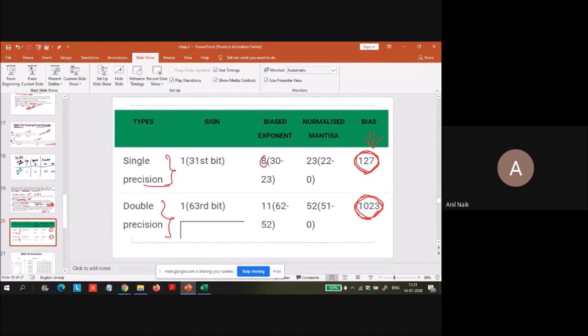Okay, so the size is 8-bit, and that biased exponent size is 11-bit. Here, the 31st bit: 0 to 31 means single precision is 32-bit, and double precision is 64-bit. So from the LSB, the 0th bit will start, and here the 31st bit. Similarly for double precision, it is 0 to the 63rd bit. Okay.